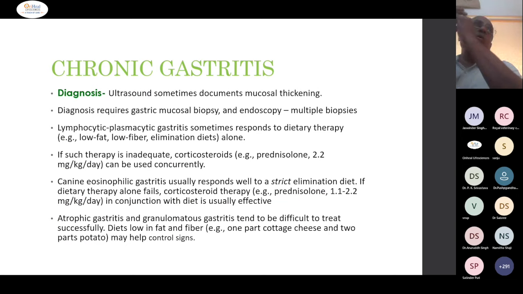For chronic gastritis diagnosis, ultrasound is most often very important. The three-layer appearance seen in a normal ultrasound of the intestines and stomach will be missing in case of gastritis. There will be mucosal thickening in chronic gastritis. And of course, if you do endoscopy and biopsy, then you can diagnose what type of infiltrative disease it is, whether it is lymphocytic, plasmacytic, or eosinophilic. In fact, for most of these infiltrative diseases, steroid is the mainstay. So if you are not able to do endoscopy and biopsy, for any chronic gastritis you can definitely go in for steroid therapy.